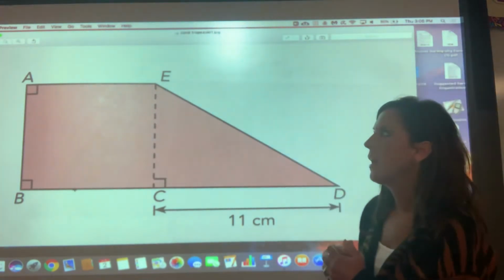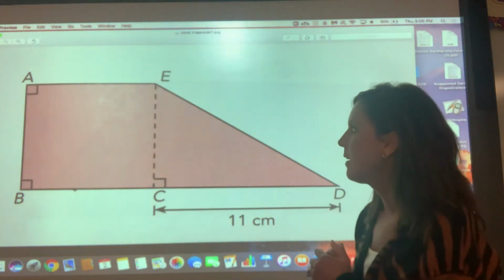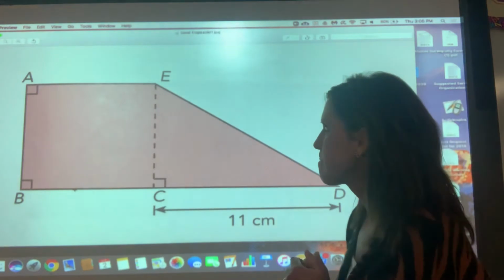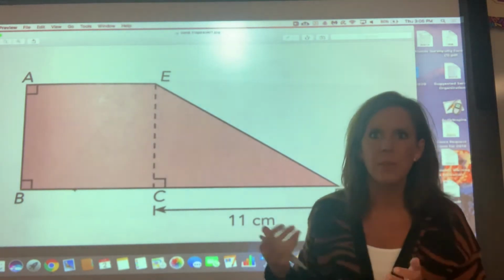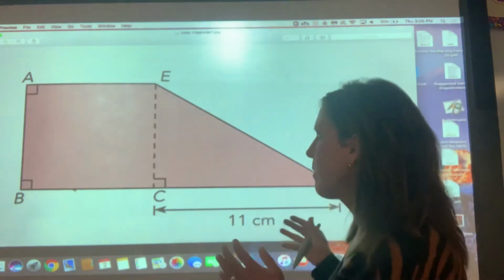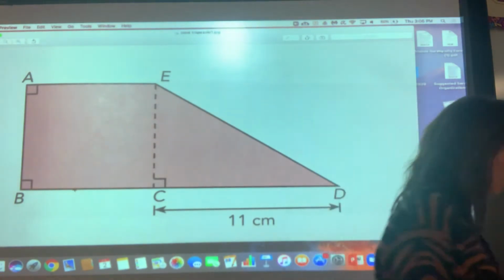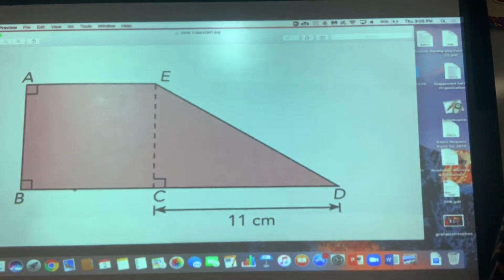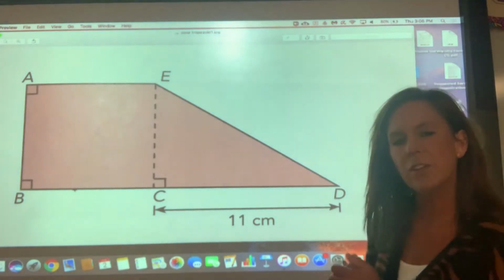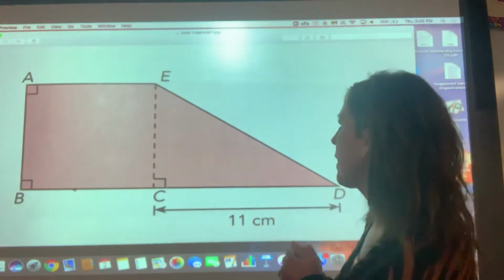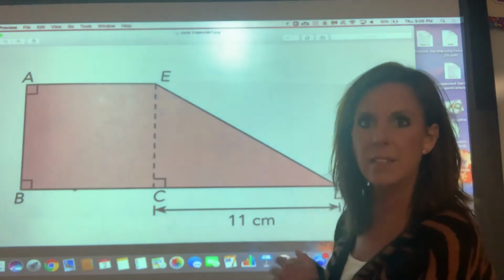We already know that the area of the square is 64. And we need to put the two together to find the area of this composite figure. So I'll give you a minute. Hopefully you got 108 centimeters squared for the area of this composite figure.